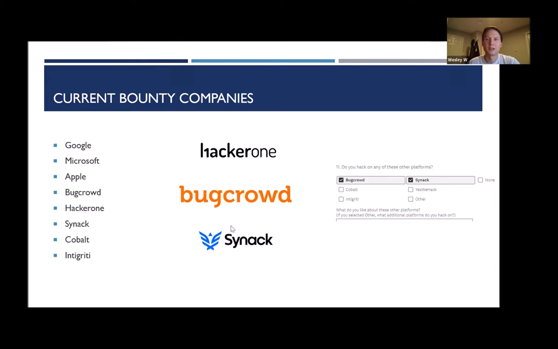So the big managed companies are HackerOne, BugCrowd, and Synack. You've probably heard of at least one of those companies because they also have a pretty big marketing budget. So they try and get their name out there as much as possible. HackerOne, as an example, has well over 1,000 customers at any given time. So they've got a lot of targets and a lot of systems they're running bounty programs for.